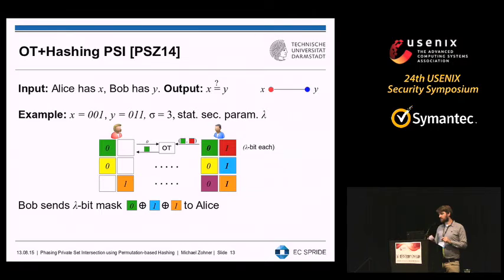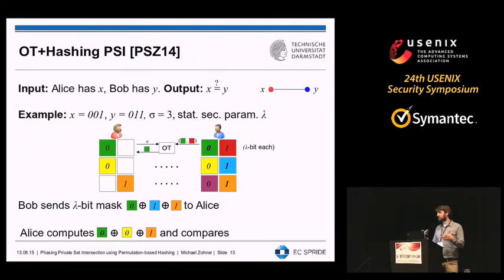What Bob then does is he takes the masks from the Oblivious Transfer and just uses the mask that corresponds to the bits of his input y. So he takes the green 0 mask, the blue 1 mask, and the orange 1 mask, XORs them, and sends them to Alice. All that Alice needs to do now is simply XOR her own mask and compare these 2 random masks, or compare her random mask with the mask she got from Bob.